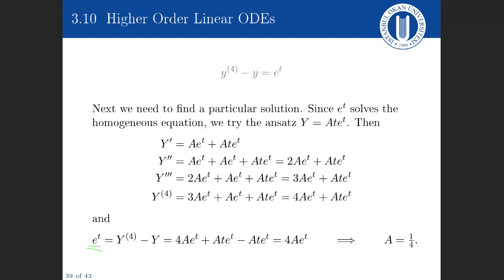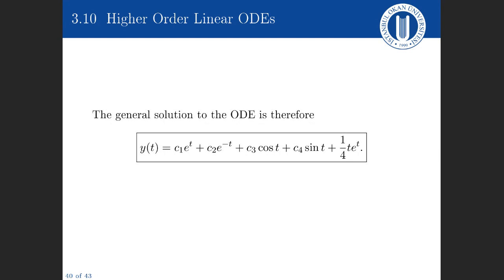We find that e to the power t must be the same as 4a e to the power t. So a must be a quarter. So a quarter t e to the power t is a particular solution to the differential equation. This is the method of undetermined coefficients. This still works for fourth order equations. Add them together and we have our general solution to the non-homogeneous differential equation. c1 e to the power t plus c2 e to the power minus t plus c3 cos t plus c4 sin t plus a quarter t e to the power t.